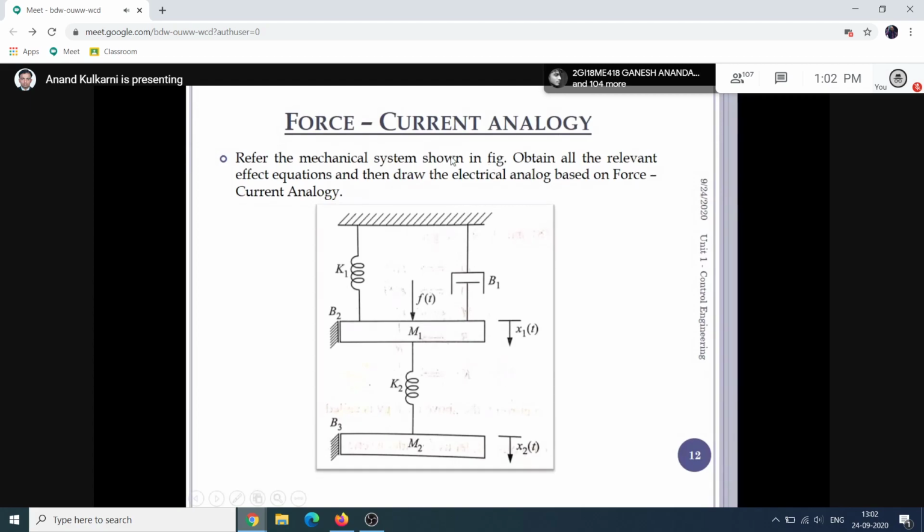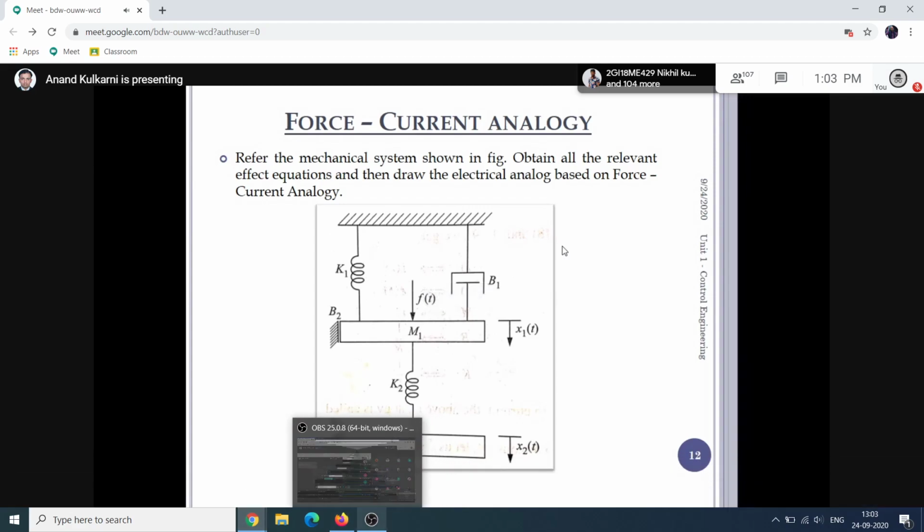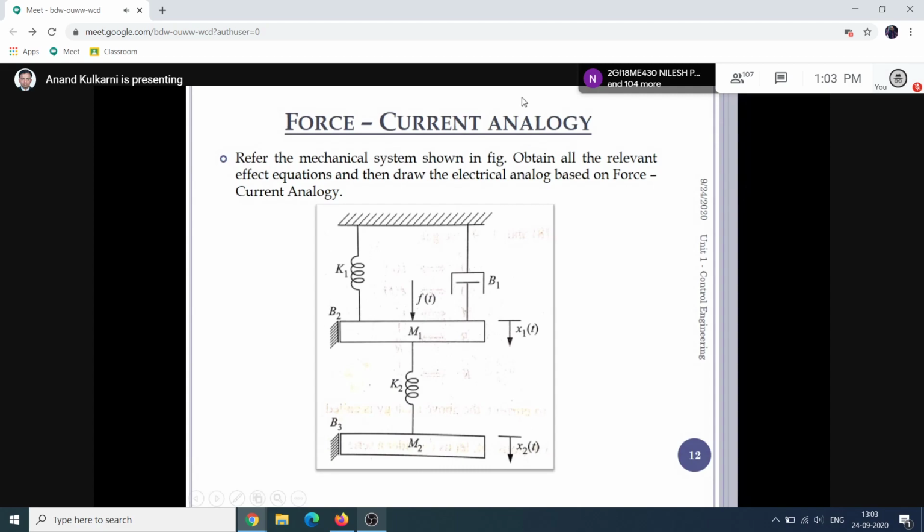Now, this is also one of the important problems which will be asked in the exam. You can mark this question, very important. This is usually asked for 10 to 12 marks. The question will be like this: refer to the mechanical system as shown in the figure, obtain all the relevant equations and then draw the electrical analogous system based on force current analogy.